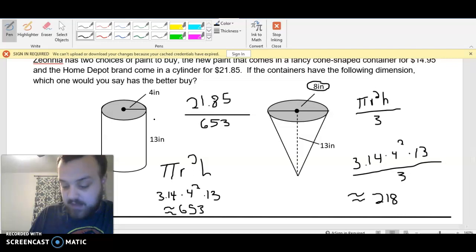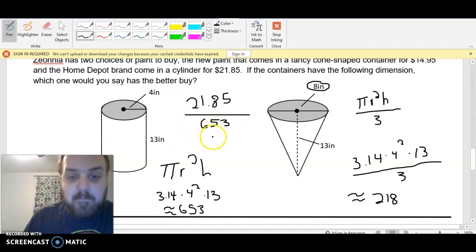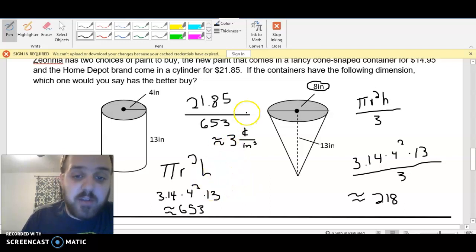If I go ahead and do that division, 21.85 divided by 653, I'm going to get that the cost is about 3 cents per inch cubed. Okay, or if you did it in your calculator, you probably got 0.03 as your answer here. So you got 0.03, which is about 3 cents per cubic inch.